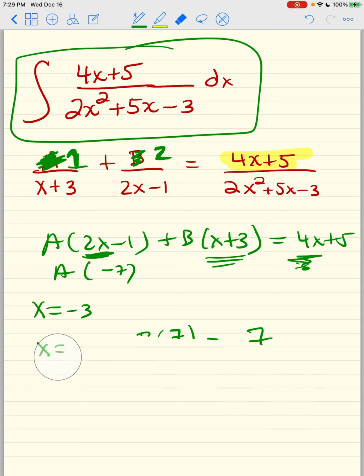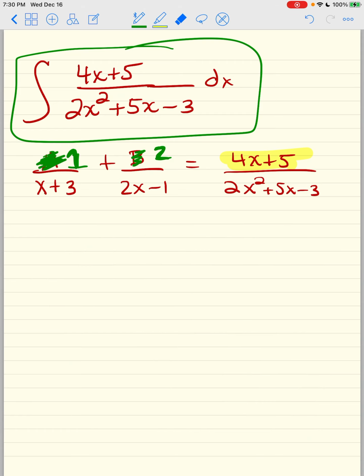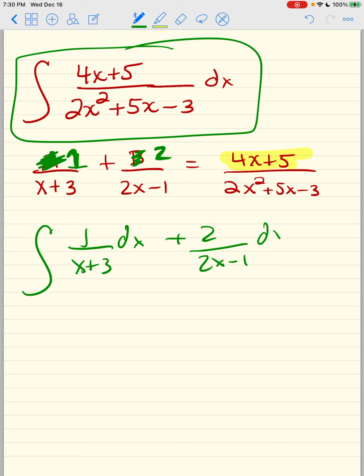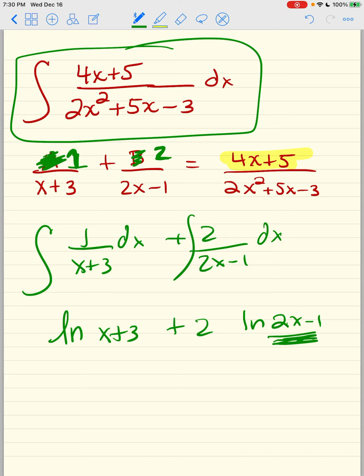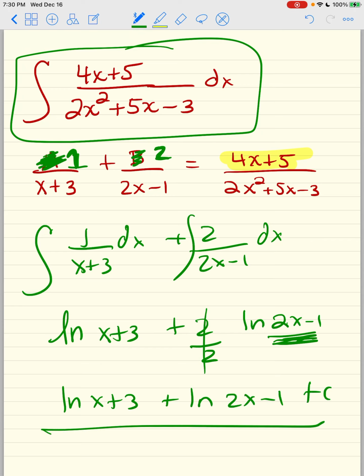Let's take a look at the integral. The integral of 1 over x plus 3 dx, plus 2 over 2x minus 1 dx. So natural log of x plus 3, the derivative of x plus 3 is 1, so you divide by 1. 2 natural log of 2x minus 1, the derivative of 2x minus 1 is 2, so you've got to divide by 2. And so you get natural log of x plus 3 plus natural log of 2x minus 1 plus C.